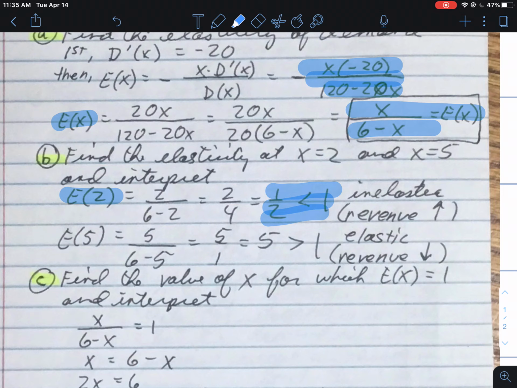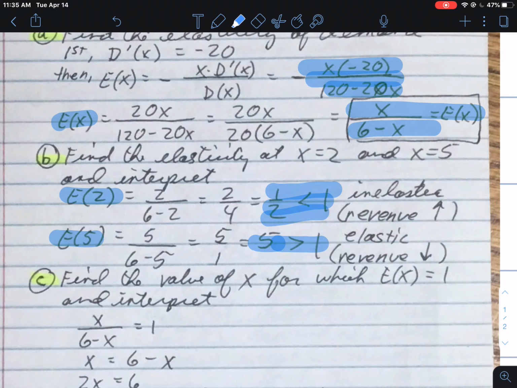And if you remember, at that point, we increased by 20 cents, but we still had an increase in revenue at that point. So we showed that a small increase in price still gave us an increase in revenue. That's inelastic demand. For E of 5, we had the second scenario where we charged $5. So I plug 5 into E, and I get 5 over 1, or 5, which is greater than 1. And so the value of E there being greater than 1 means we have elastic demand.